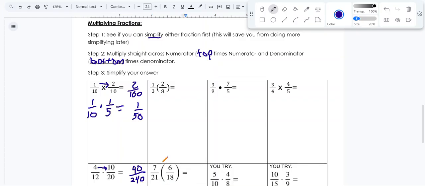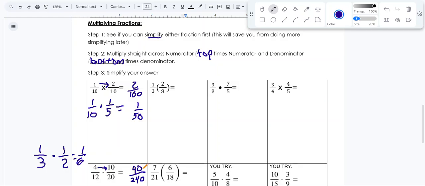But if I simplify first, so 4 over 12, the things that can go into 4 are 1 and 4 and 2 and 2, right? So does 4 go into 12? It does. So I can divide both of these by 4. 4 divided by 4 would be 1. 12 divided by 4 would be 3. 10 over 20, can I simplify that? Yeah, I can. 10 divided by 10 would be 1, and 20 divided by 10 would be 2. And then now I can multiply. 1 times 1 is 1. 3 times 2 is 6. So this will simplify to 1/6. But it's a lot simpler to simplify 10 over 20 than it is 40 over 240.